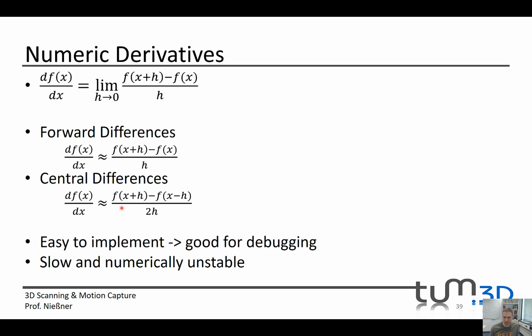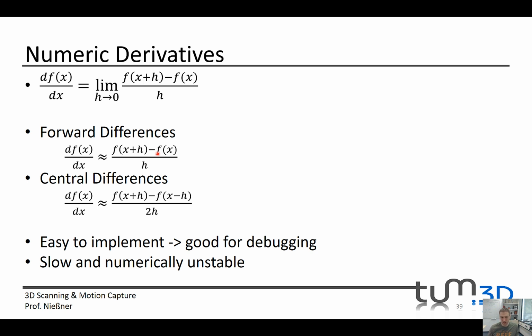Central differences, the only difference is you say x plus h and x minus h. These are a little bit more stable. Similar idea, right? These are numeric approximations. Basically, you're sampling the function locally in order to compute a local gradient based on these samples. Forward difference and central difference are the easiest ways to do it. Really easy to implement, very good for debugging. Pretty much every solver library has one way of numeric derivatives.